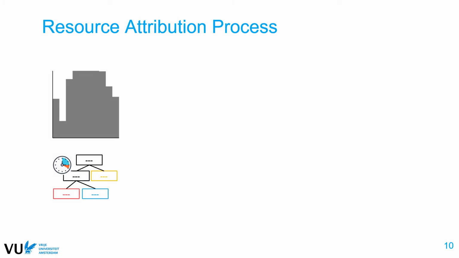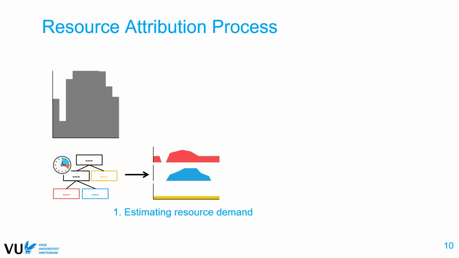Therefore, we can use the fine-grained execution trace to estimate an application's demand for a resource over time, and combine this with the coarse-grained resource trace to estimate how a resource was utilized over time. First, Grade10 estimates resource demand by considering for each operation in the execution trace when it was active and how much of a resource the operation is expected to use.